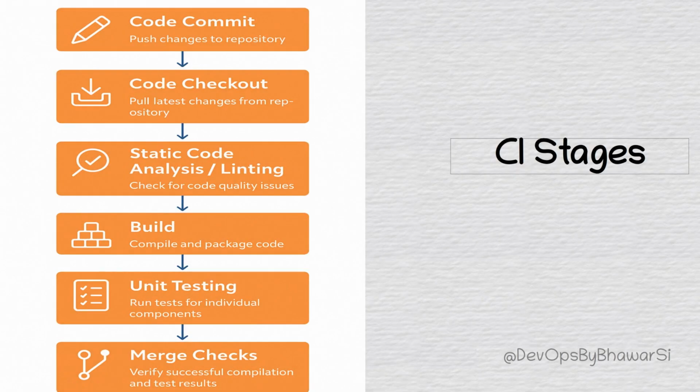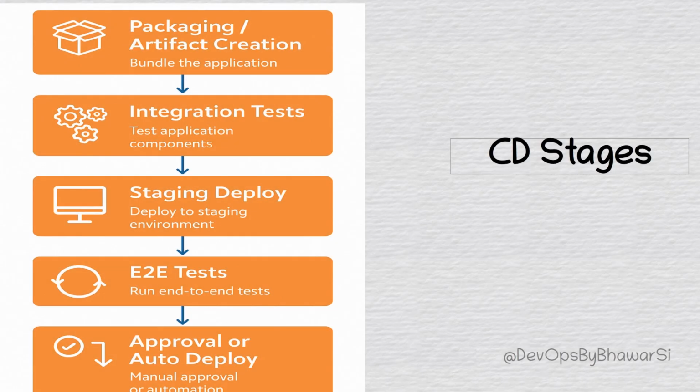So those are the CI stages, the core foundation before code moves further down the pipeline. All right, now let's have a look at the CD stages. That's continuous delivery or continuous deployment, depending on your model.